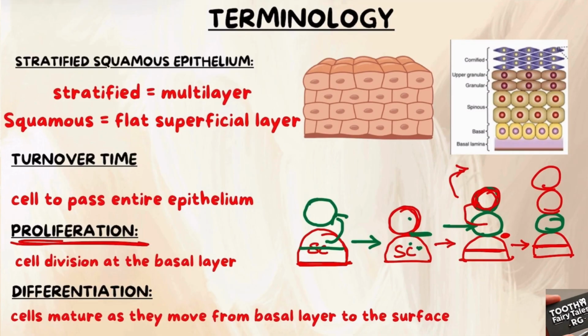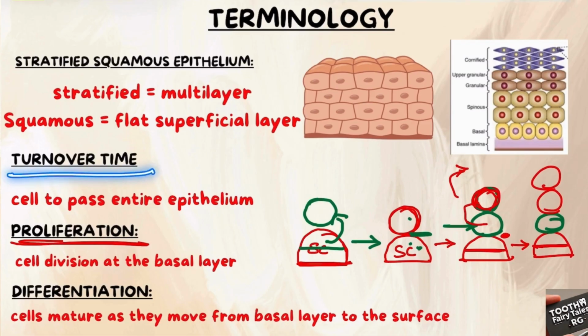When the cells finally reach the top layer, they are fully matured and they are ready to shed off from the surface of the tissue. Think of it like a cycle. New cells are formed at the bottom. They move up, change their shape as they go up, and eventually fall off once they reach the top.